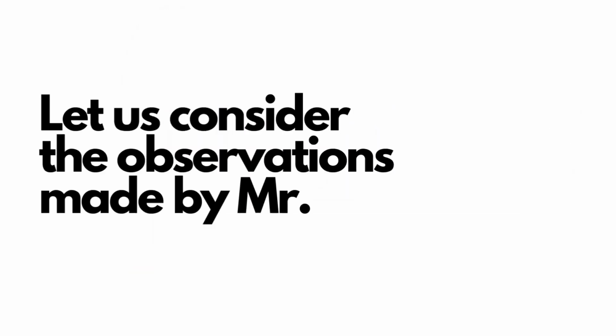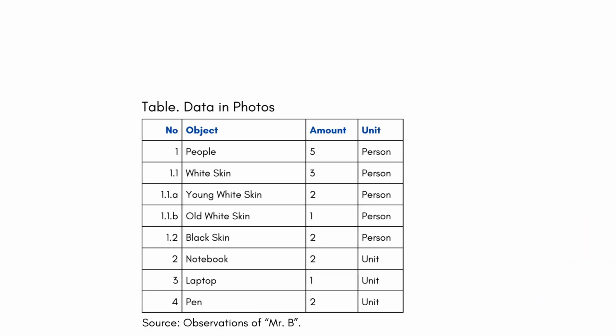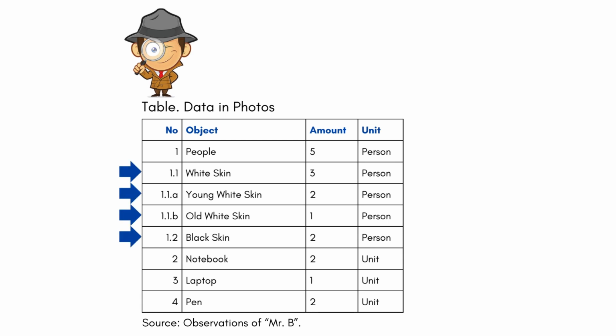Okay. Let us consider the observations made by Mr. B. Mr. B recorded 4 objects. However, he detailed the type of person he was. There are whites and blacks. There are young and old white people. Readers, roughly, will form an imagination like this. Approach the photo that is the object of observation.